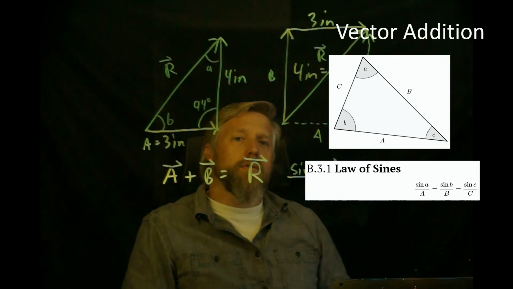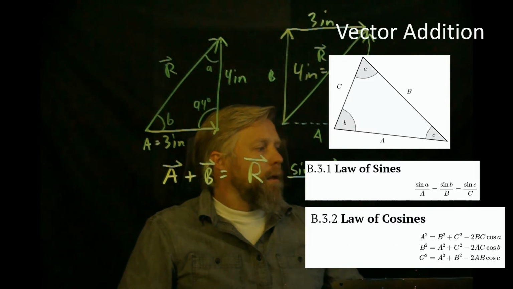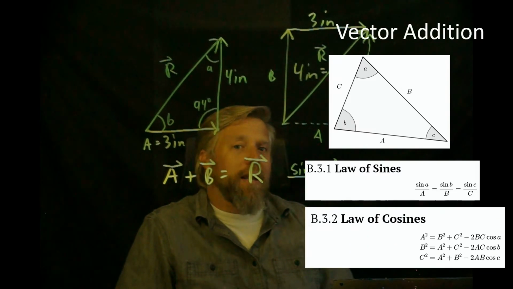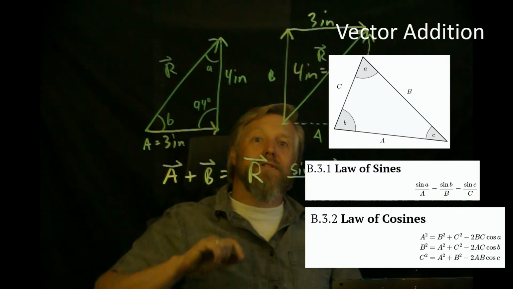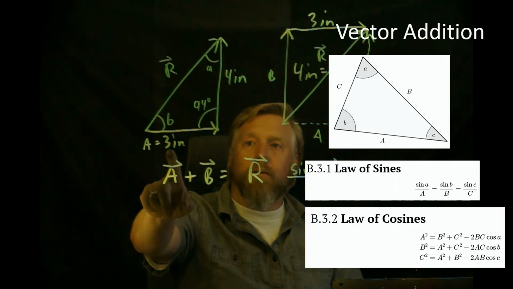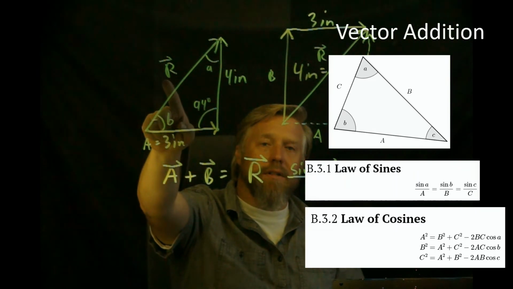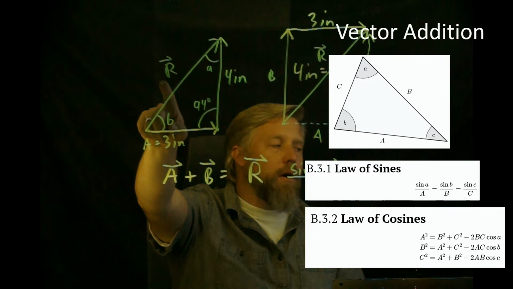Let's try the cosine law. The law of cosines says that if we have two sides and an angle, we can solve for another side. Hey, that's exactly the situation we have. 3 inches, 4 inches, that's two sides. We have one angle. We want to solve for r. Okay, so we want to use the equation that will solve for r.